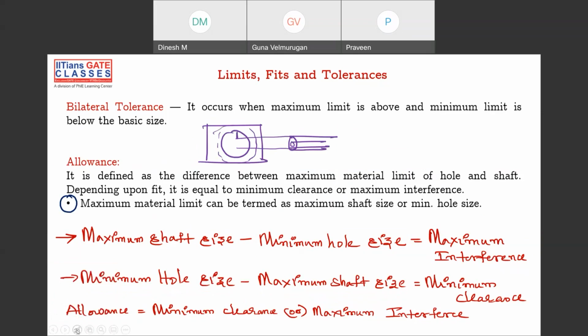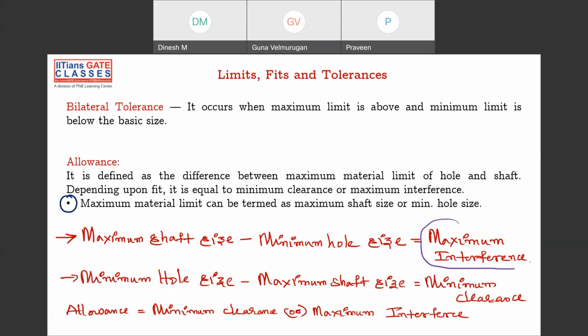I'll tell you what the clearance is. Now, what is allowance? Either it is the maximum interference in the case of interference, or the minimum clearance in the case of clearance. That is your allowance. Is it clear? Yes or no?